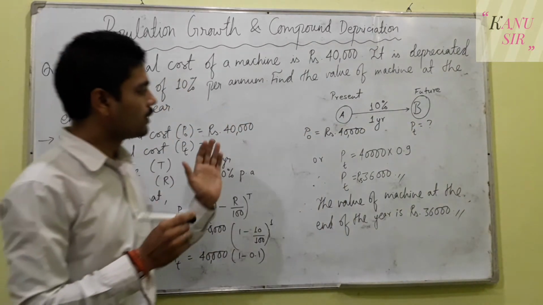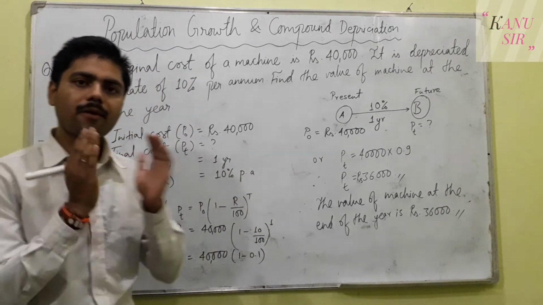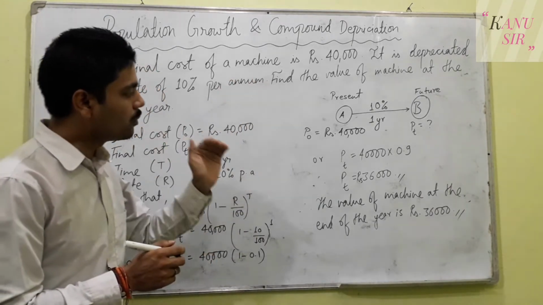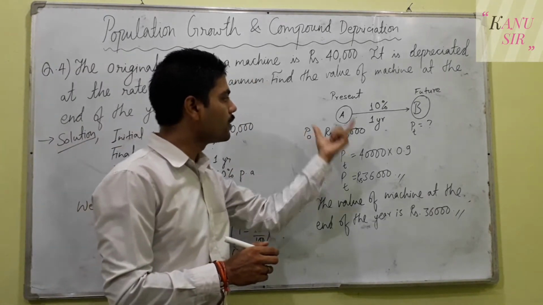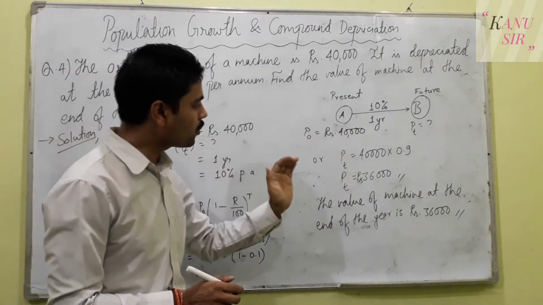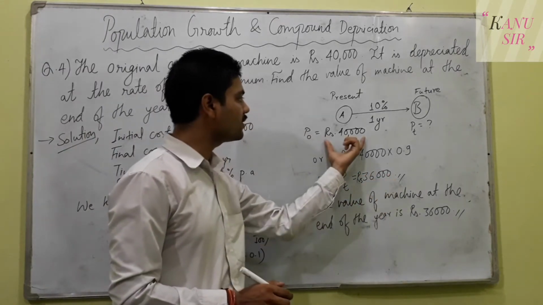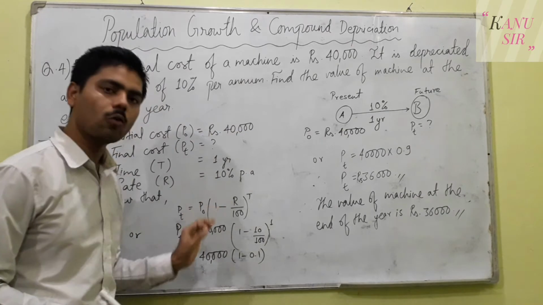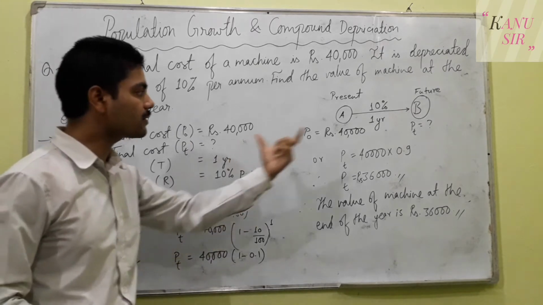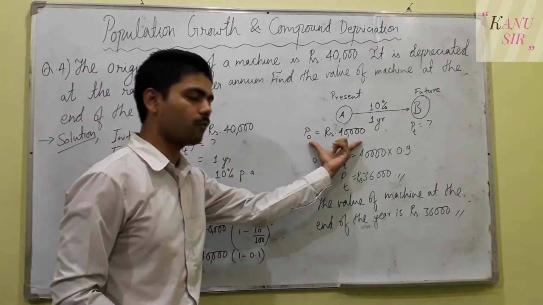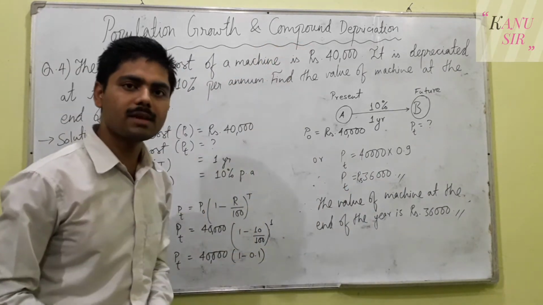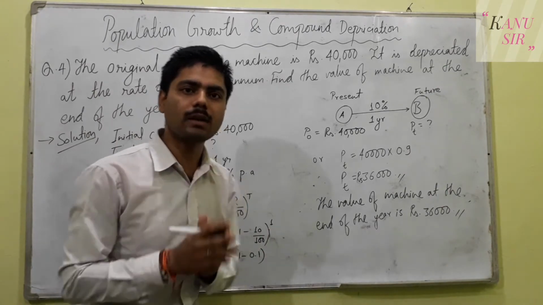Students, be clear that whenever you have to find the final cost of any machinery item or any item given in a question, the initial cost will always be greater than the final cost. If your final cost is greater than the initial cost, then there is some mistake in your solution. So you can check your answer by yourself. The initial cost will always be greater than the final cost in compound depreciation. Now let us go to the next question, question number 5.